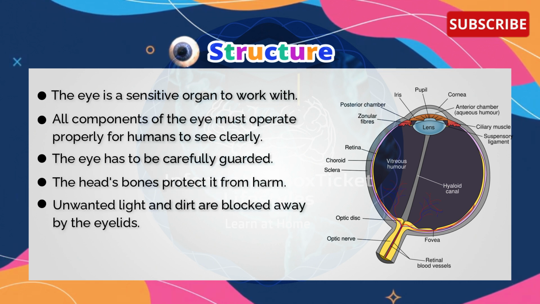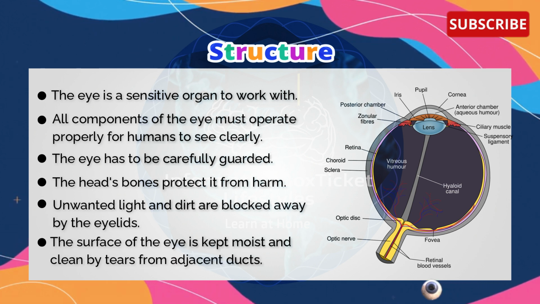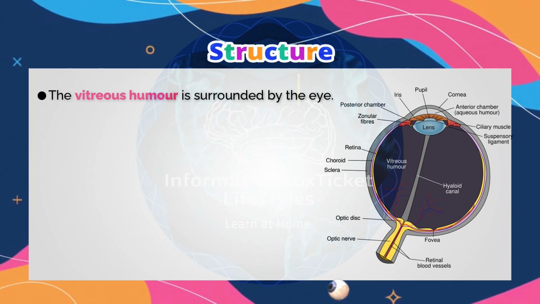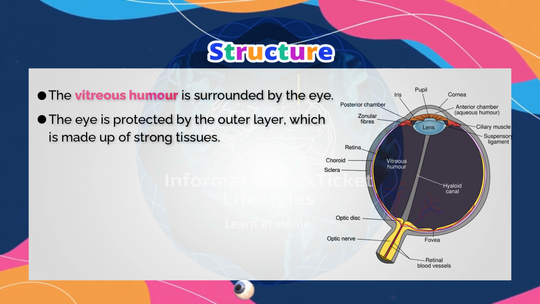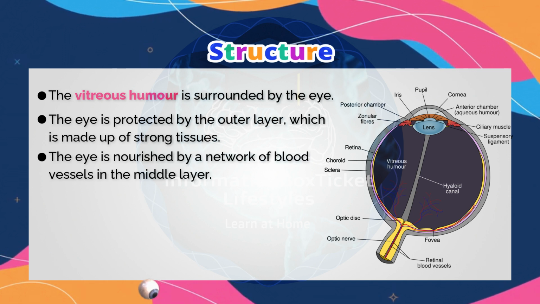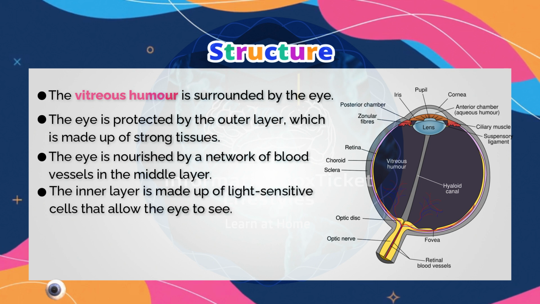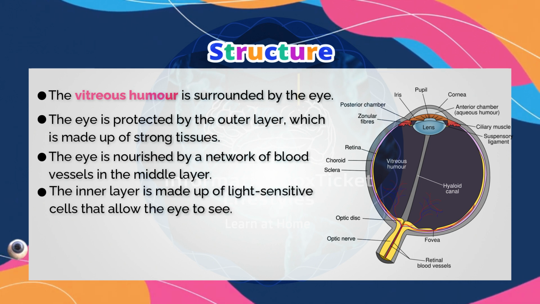Unwanted light and dirt are blocked away by the eyelids. The surface of the eye is kept moist and clean by tears from adjacent ducts. The vitreous humor is surrounded by the eye. The eye is protected by the outer layer, which is made up of strong tissues. The eye is nourished by a network of blood vessels in the middle layer. The inner layer is made up of light-sensitive cells that allow the eye to see.